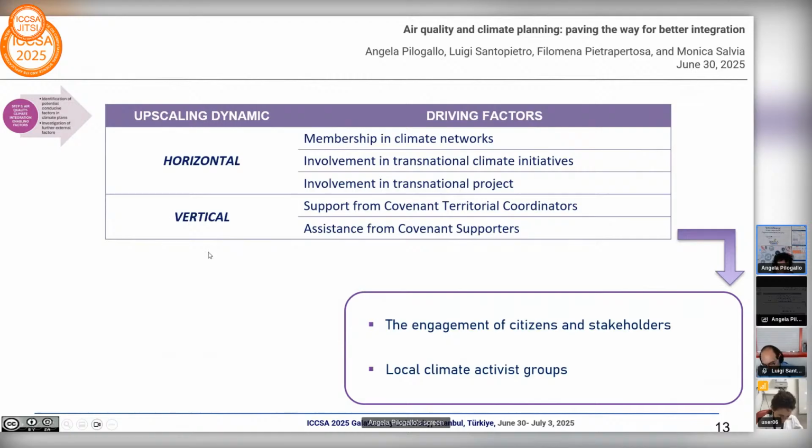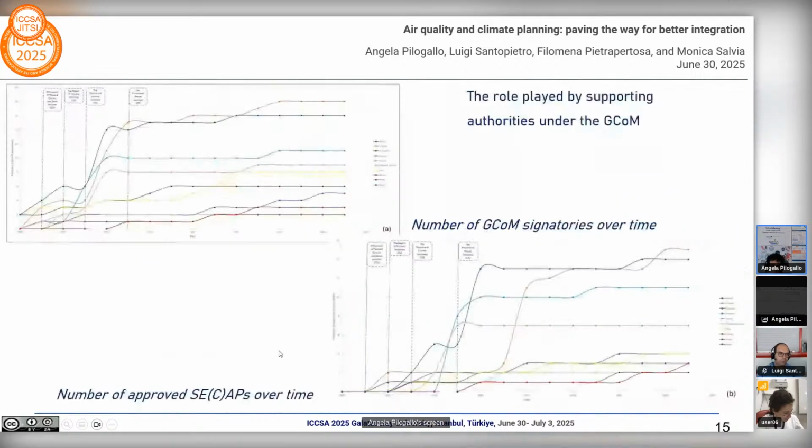There are associations and non-state agencies. Furthermore, we tried to investigate the role of the local communities and stakeholder involvement in driving this degree of integration between air quality and climate. So we considered two more factors related to the level of engagement detected in the plans, and the presence of local climate activist groups. I'll go fast among the results, factor by factor.